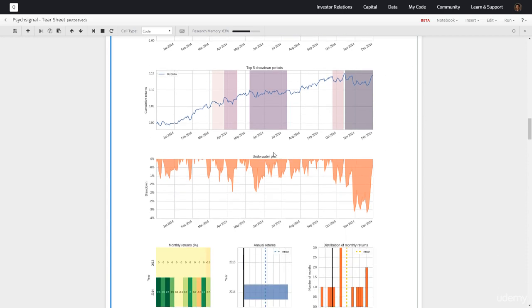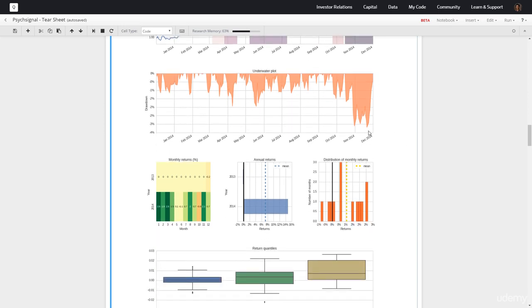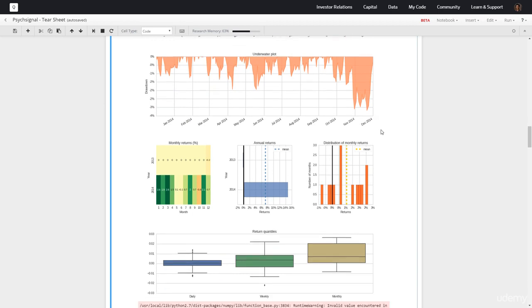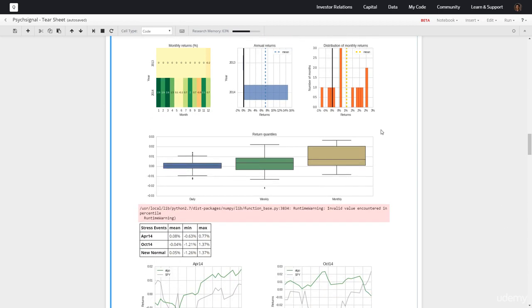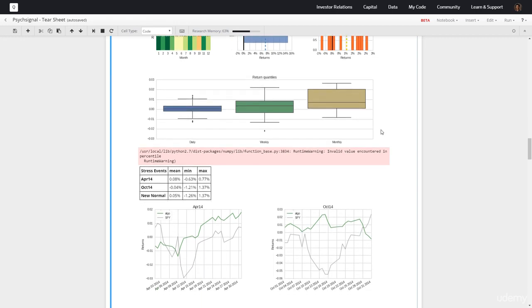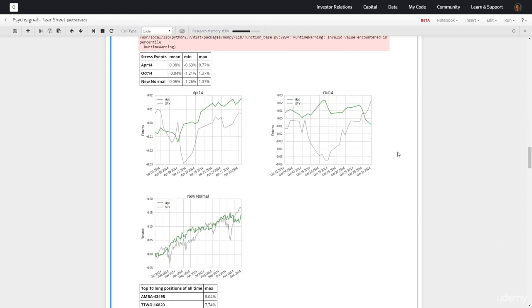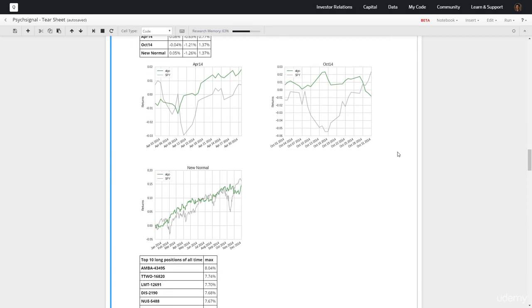The longest drawdown period was this period. We started having drawdown since late October and carry on so far. This is the deepest drawdown yet for this algo. And other information you can get is the monthly returns, the annual returns, distribution of monthly returns, the actual return quantile on a daily, weekly, and monthly basis. And now you're looking at the stress periods, April 14th, October 14th, and also under the new normal, and look at how it actually performed during that time.